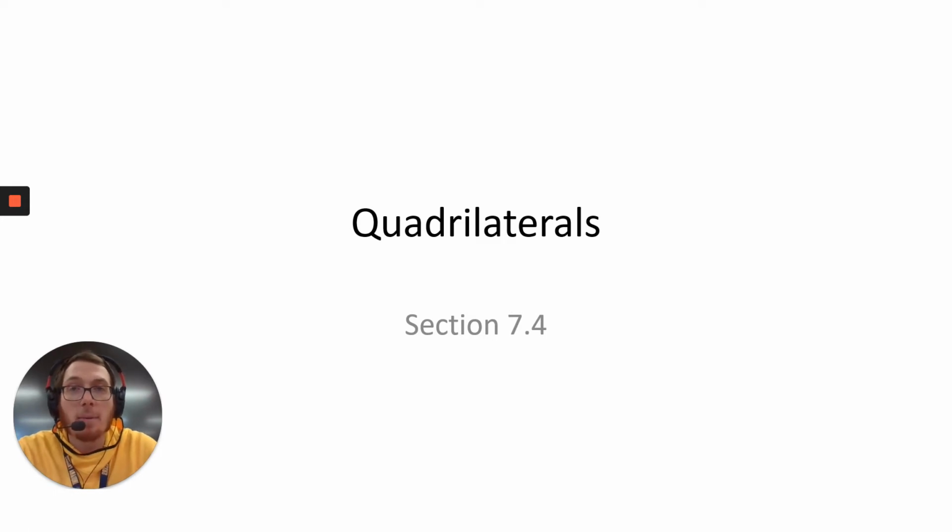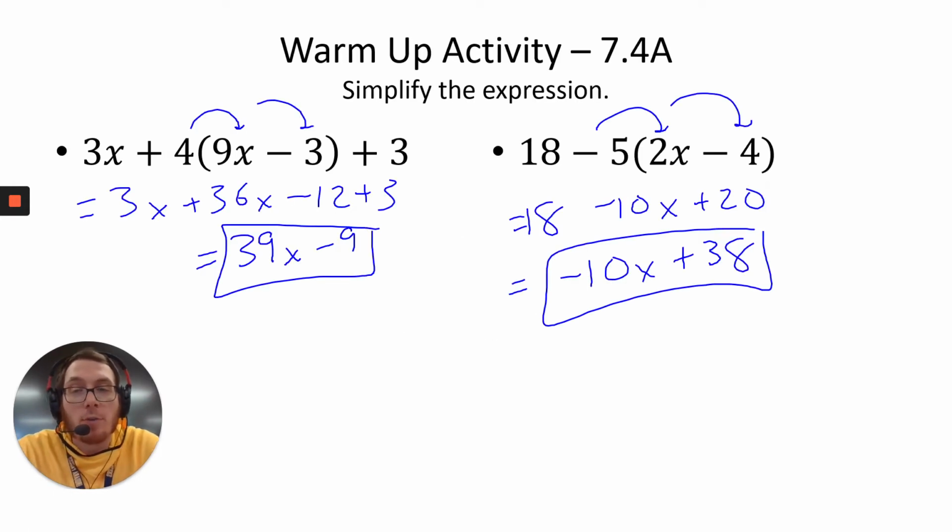Before we get into the topic of quadrilaterals, I just want to review a few things about simplifying expressions and about the order of operations when doing so. For the first question, you can't combine any like terms until you get rid of this 4 in front of this quantity of 9x minus 3.